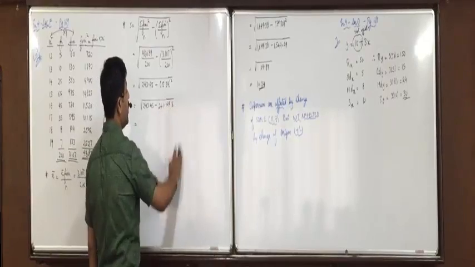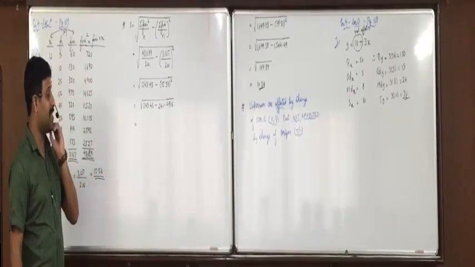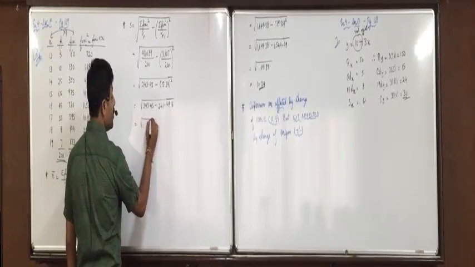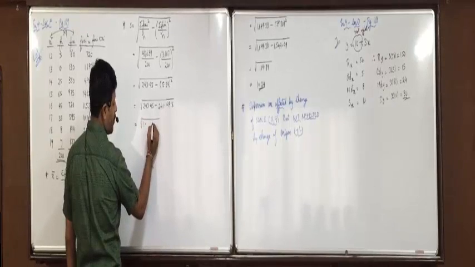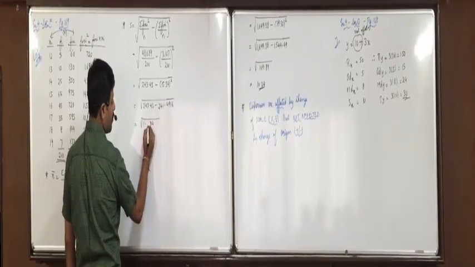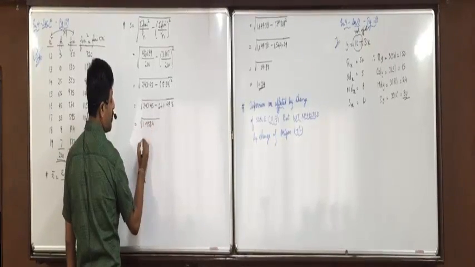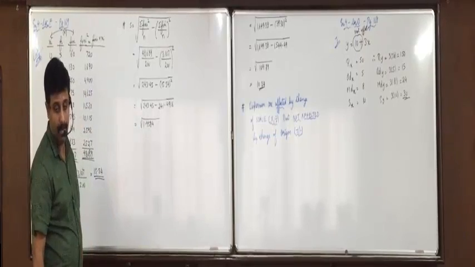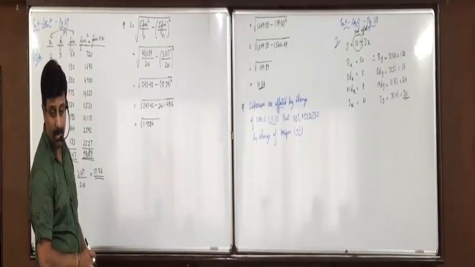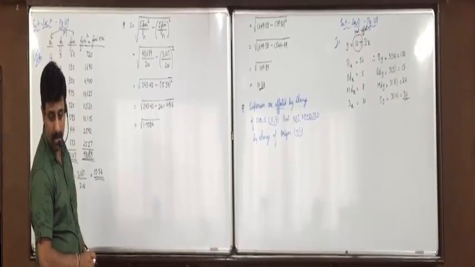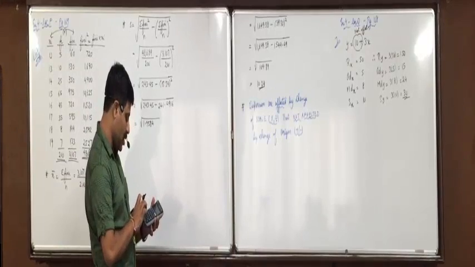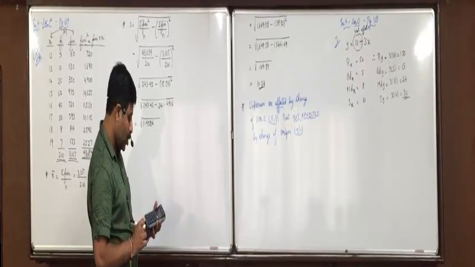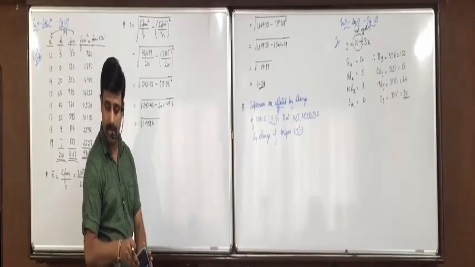Yes, 4 decimals you have to take. So 243.45 minus 241.4916. Square root of 1.4954? Yes. 15.54 square. 241.496.